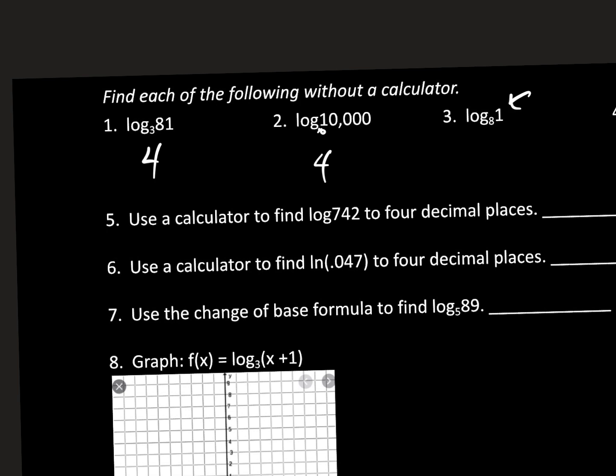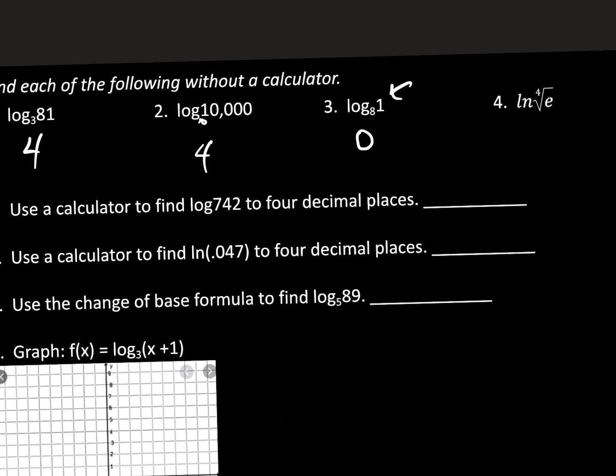This is asking you 8 to what power is 1? Anything to the 0 power is 1, so that's 0. And number 4, anytime you see natural log, it's base e, so it's asking you what would you raise e to get the 4th root of e. Remember, bottom is the root, top is the power. The 4th root is really e to the 1/4, which means the exponent, which is our answer, is 1/4.